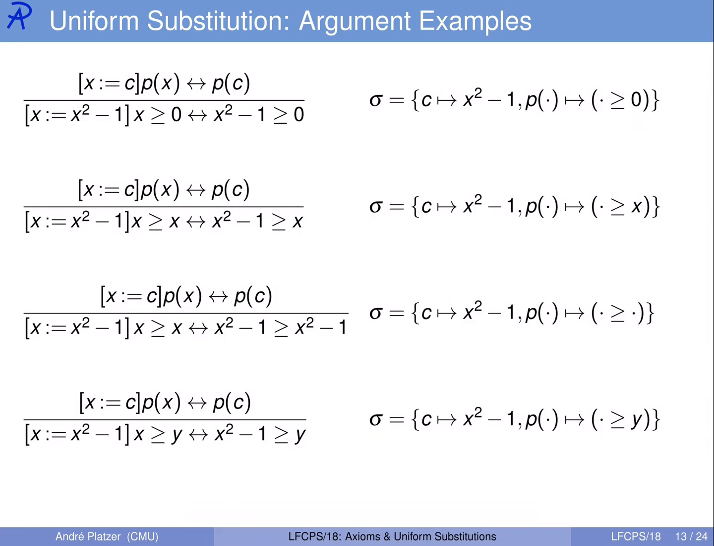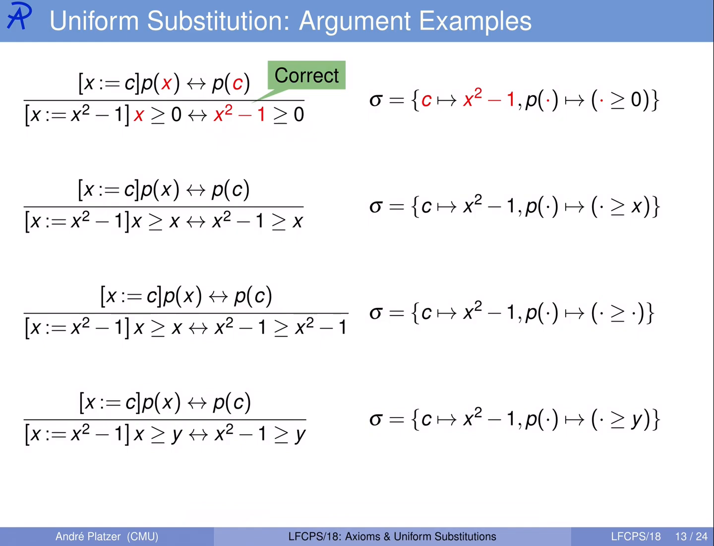So if we do this here, c will be replaced by x squared minus 1, p of x will be replaced with x greater or equal 0, so compare argument to 0 with greater or equal. Whereas over here, p of c will be replaced with compare the argument to greater or equal 0. Hold on, the argument is actually c, right? x squared minus 1, so that will be compare x squared minus 1 with 0. And that, of course, is a correct replacement.